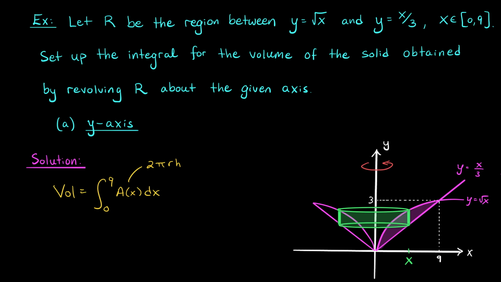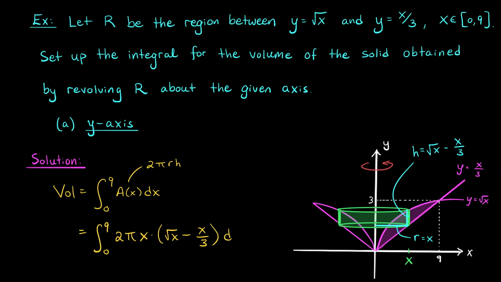You can see from the picture that the shell has radius x. For the height, it's actually the difference in the heights of these two curves, right? Upper minus lower. We therefore have h equals root x minus x over 3. Aha, so it seems that the volume is going to be the integral from 0 to 9 of 2 pi rh, so it's 2 pi x times the square root of x minus x over 3 dx. There you have it. Let's try some more.